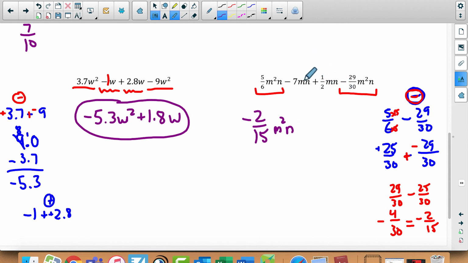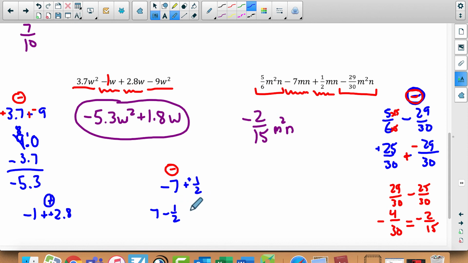Okay, now we have to combine our mn's. So that's negative 7mn and plus 1/2 mn. So we have to combine negative 7 plus 1/2. Again, you can probably do this in your head. If not, you're adding, so don't change anything. What do you have more of, positives or negatives? Definitely negatives. You have 7 of those, only half of those. So I'll put my negative there. Do you add or subtract? You'd subtract because these are negative and these are positive. So you would actually go 7 minus 1/2 and then make the answer negative.